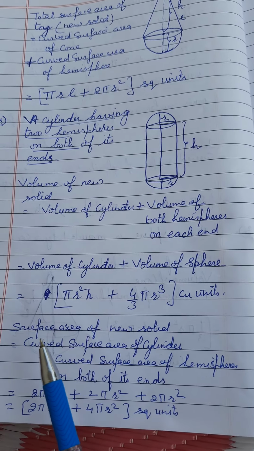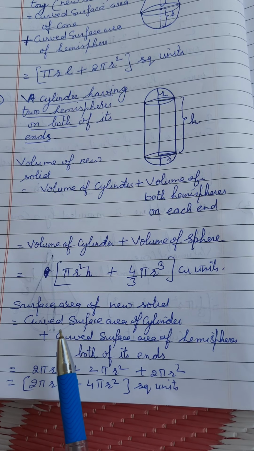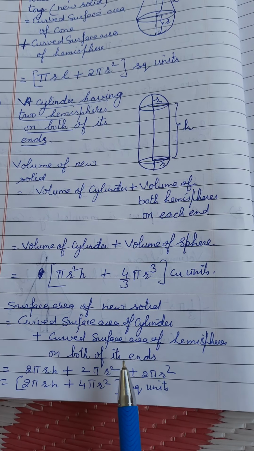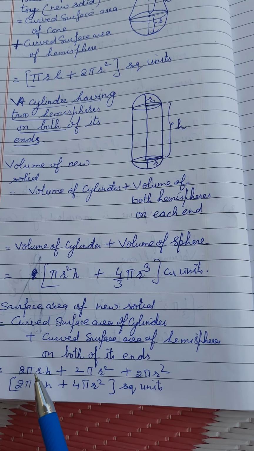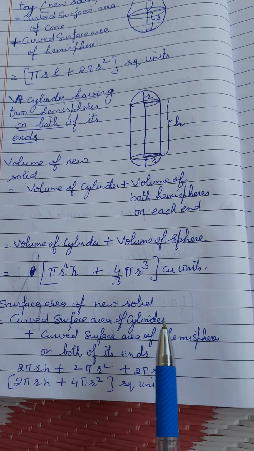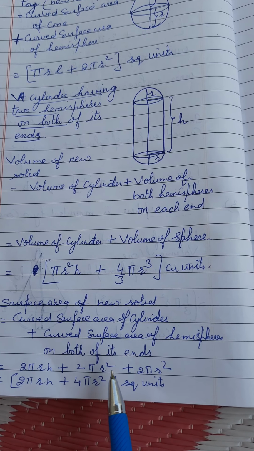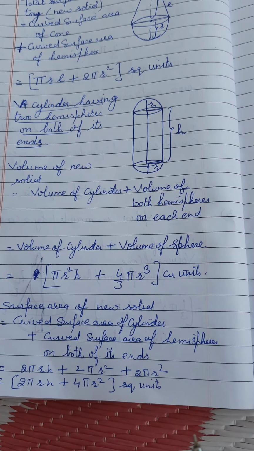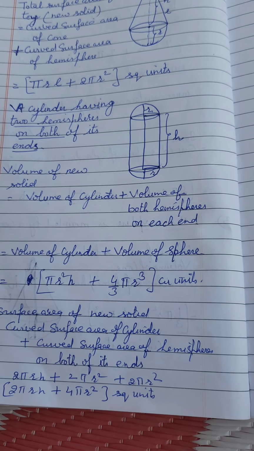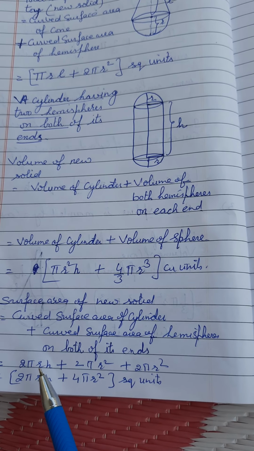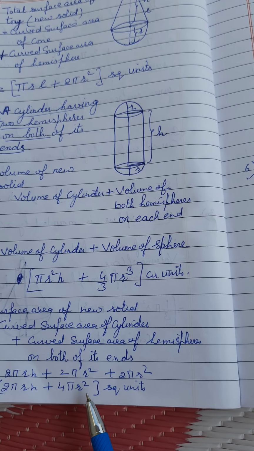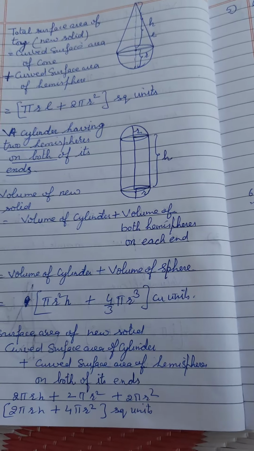Now if we are to find the surface area of the new solid, then it will be the curved surface area of the cylinder plus the curved surface area of the hemisphere on both of its ends. It will be 2 pi r h, for the curved surface area of the cylinder, and 2 pi r square for one hemisphere and 2 pi r square for the other hemisphere. Then it will be 2 pi r h plus 2 pi r square plus 2 pi r square, meaning 2 pi r h plus 4 pi r square, in square units.